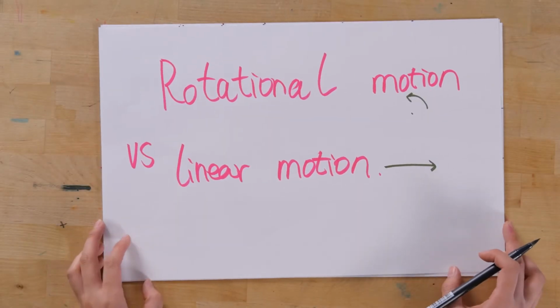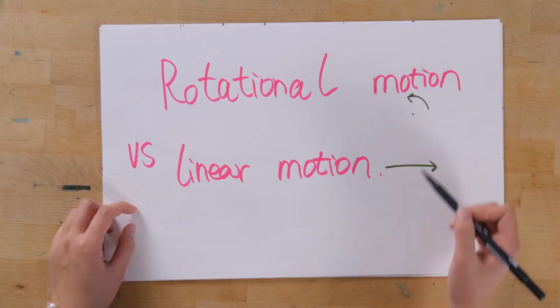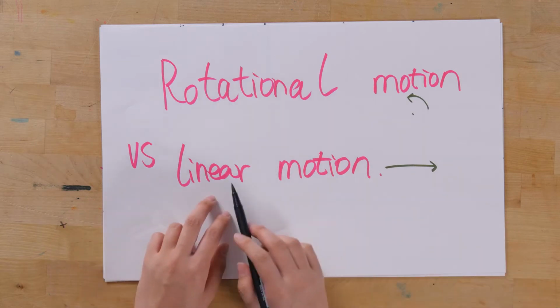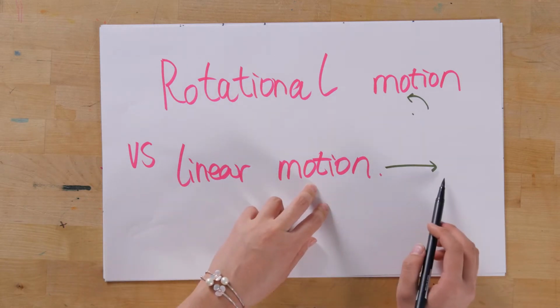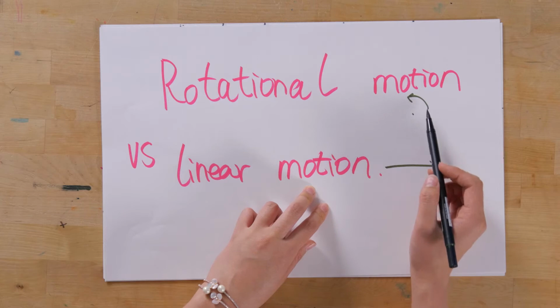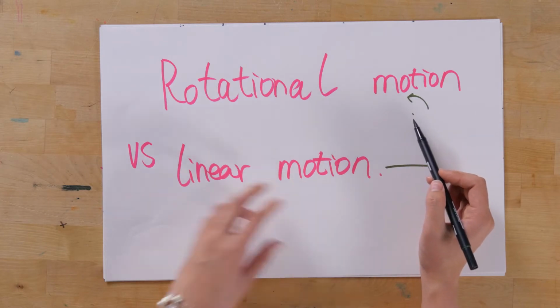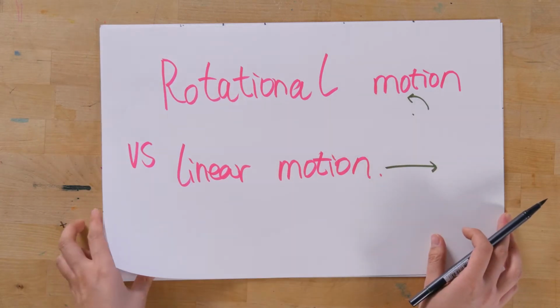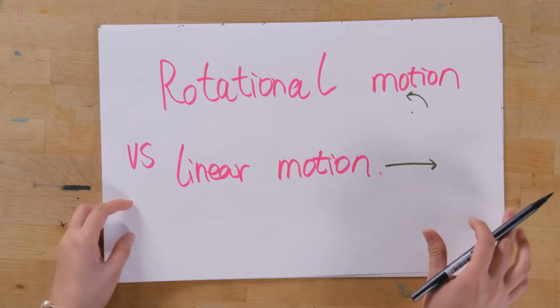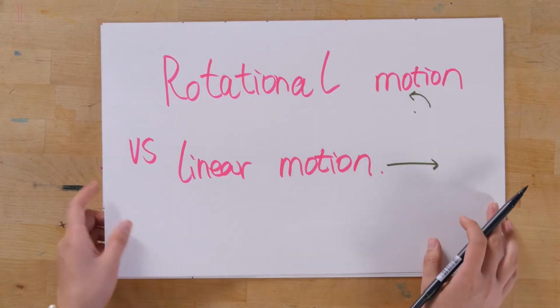Hi, so today we're gonna compare rotational motion and linear motion. As we all know, linear motion is just moving in a straight line. Rotational motion is moving around a point or an axis. So what is the property that characterizes rotational motion and linear motion?